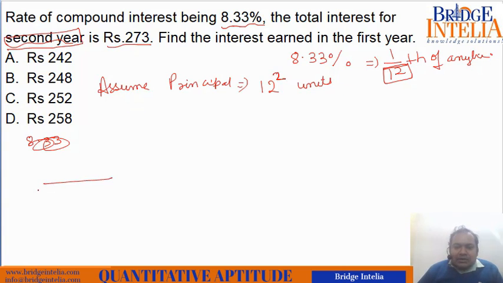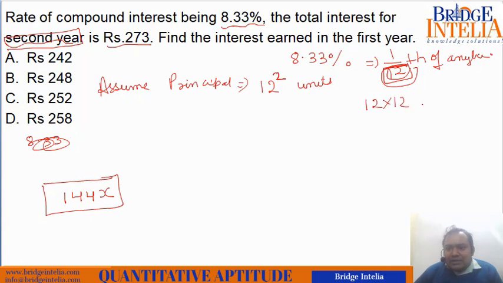So 12 square is how much? 144. See, take this approach. So I assume that I have deposited 144x rupees. What is the bank doing? The bank is giving 1/12 of my deposit as interest. Whatever is there in my bank, it is going to give 1/12 of it as interest. So if you have taken something as 12 square units, 12 into 12, and you try to find its 1/12 two times, it will cancel out for sure.